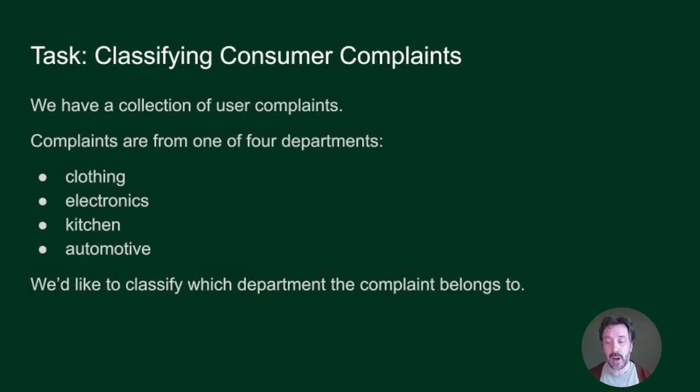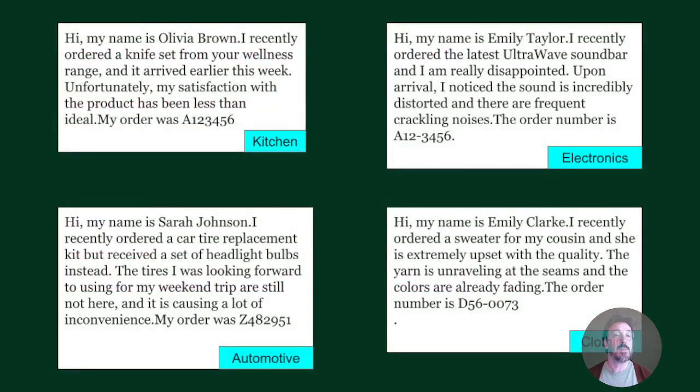I think this is a very common use case: customer complaints processing or customer support scenarios. This is something we see LLMs used for a lot. In this case, we have 4 departments in our data set: clothing, electronics, kitchen, and automotive. And we would just like to classify which department each complaint belongs to. Here's some example of what the data looks like.